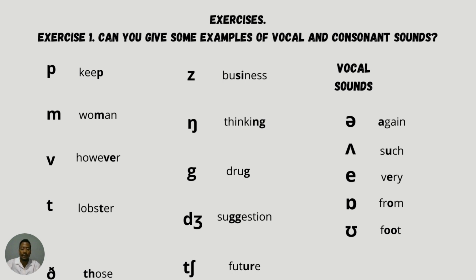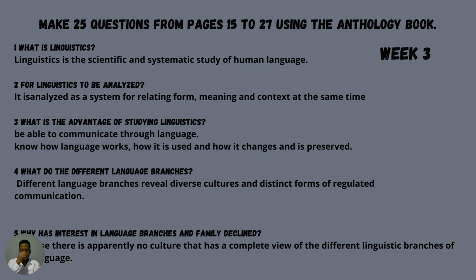Okay, and week number three, we have 25 questions from page 15 to 77 using the anthology book. For example, question number one is what is linguistics? Linguistics is the scientific and systematic study of human language. In this slide, I put five questions.